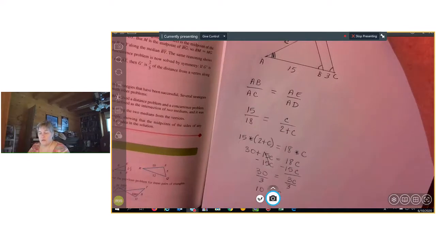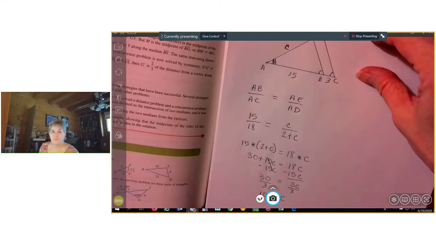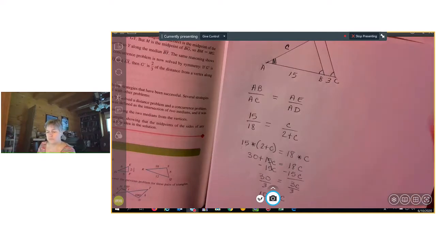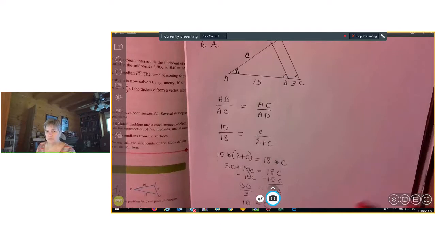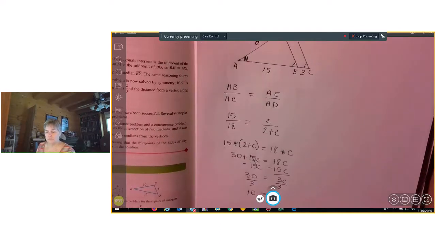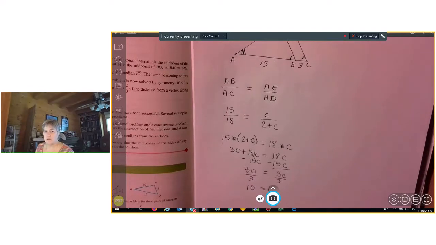Trying to get it so you get the whole thing on the paper, but I'm not going to be able to. Sorry, I'm left-handed and I don't realize how much I slant until I start looking up at this big screen.